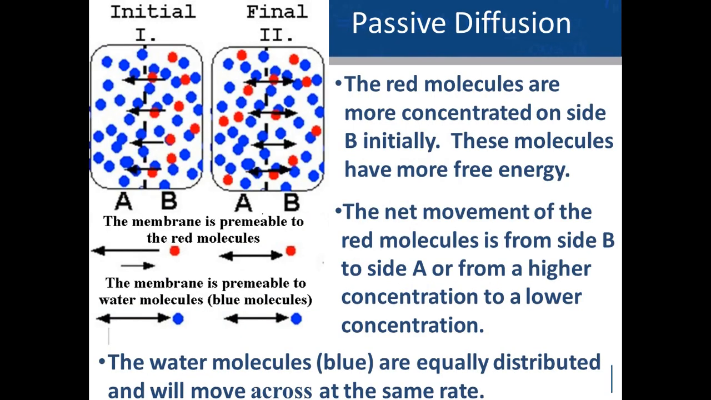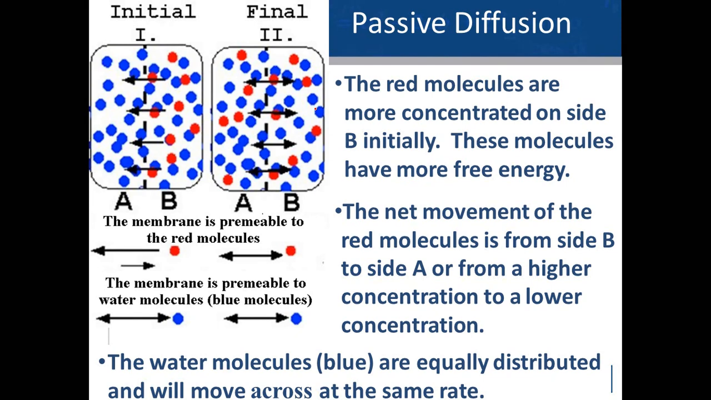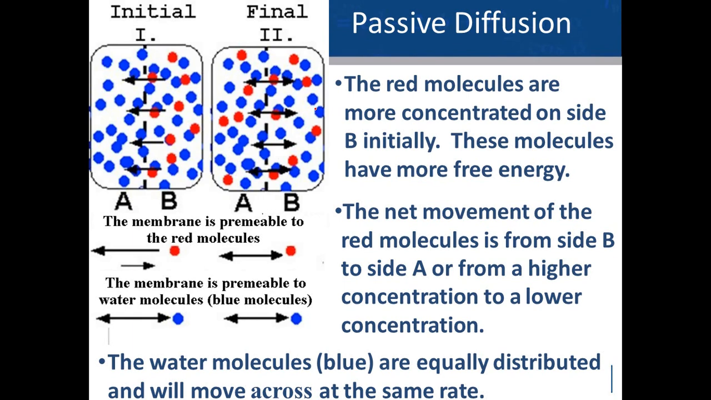So the first type of transport we want to examine is called passive diffusion. And so in this illustration we have two setups. We have an initial setup in which on side B we have red molecules. And on side A and B we have water molecules, and they're represented by the blue dots. Now the red molecules are indeed permeable to the membrane. And we can see in the final setup that the red molecules have moved, the net movement has been from side B to side A.